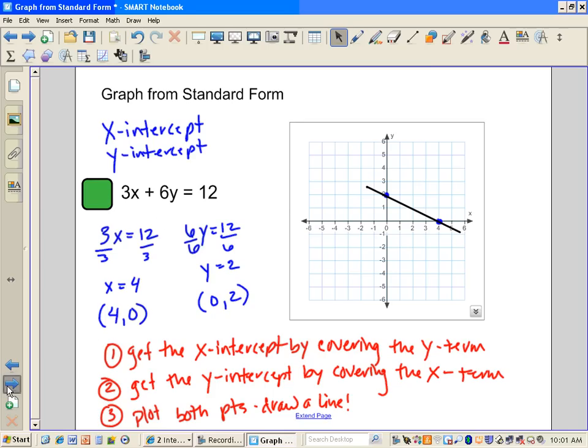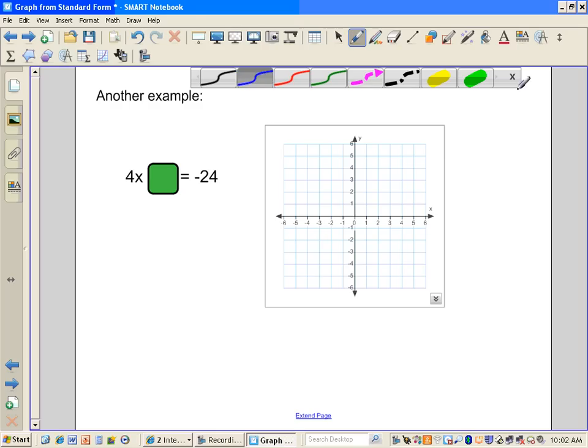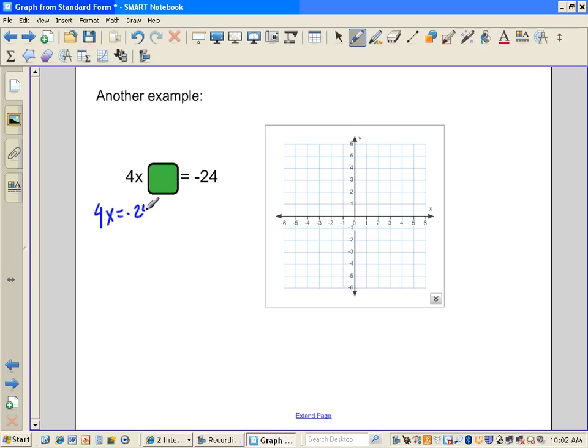Let's look at another example, and this one includes a negative. So this is where you need to be very careful that subtraction sign there in front of the y term goes with the y term. So if I'm going to solve for the x term first, the x-intercept, okay, I'm going to say that 4x is equal to negative 24. I'm going to do this math in my head, that negative 24 divided by 4 is negative 6. So be very careful with your negative. So my x-intercept is negative 6, 0.